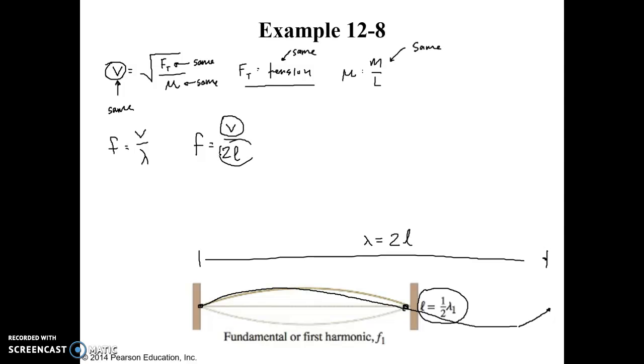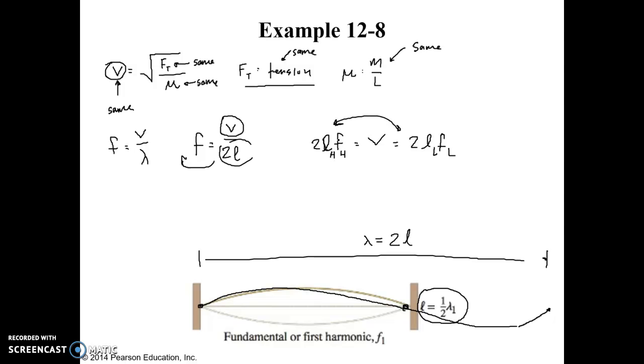I can take this over to the other side. So I've got 2L, I'll use a script L, 2LF equals the velocity. But since the velocity of both the high and the low notes are the same, they're both equal to the same velocity. So I can write 2L, I'll use the subscript H to denote the high notes, times F sub H, and that's going to be also equal to 2 times L low, the low length of the string, and the low frequency. So these two things here are equal.